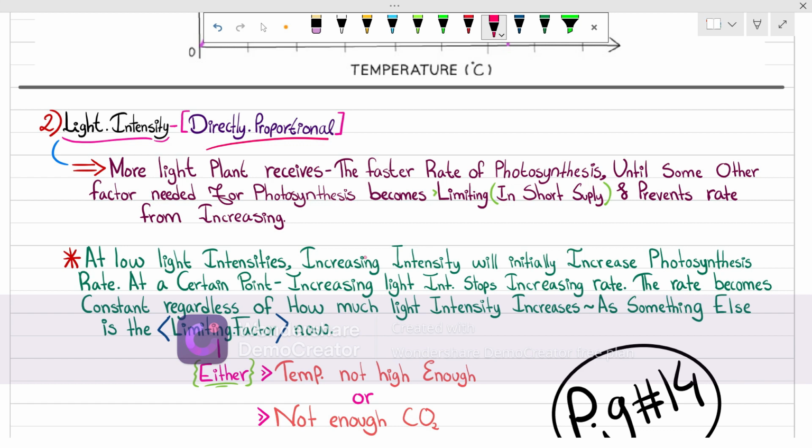So, at low light intensities, if you increase the light intensity, the photosynthesis rate will increase. It will keep increasing until it reaches a certain point. At a certain point, the rate will completely stop increasing because the plant has received enough light and something else will become the limiting factor now. This can either be the temperature, maybe not high enough, or not enough carbon dioxide. But no matter how much light intensity is received by the plant, it's not going to affect the rate of photosynthesis.